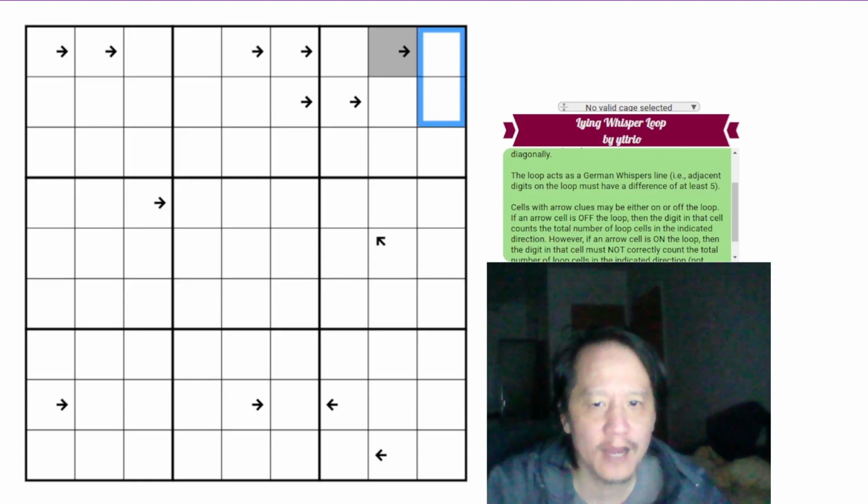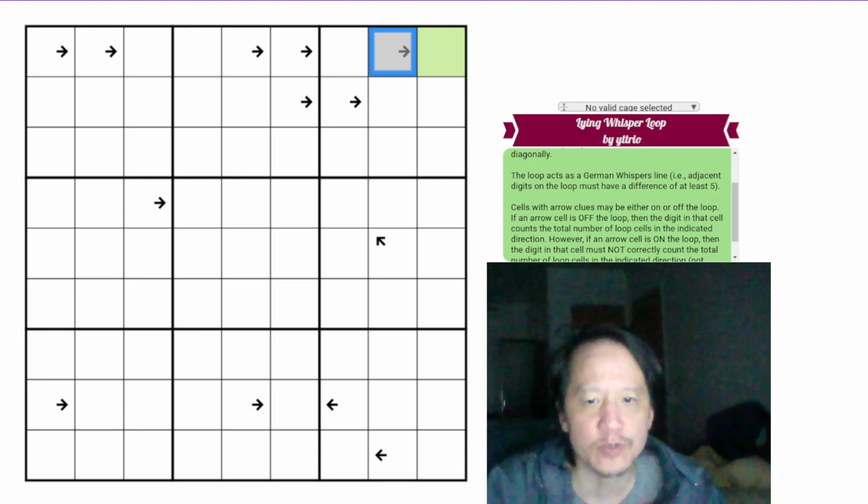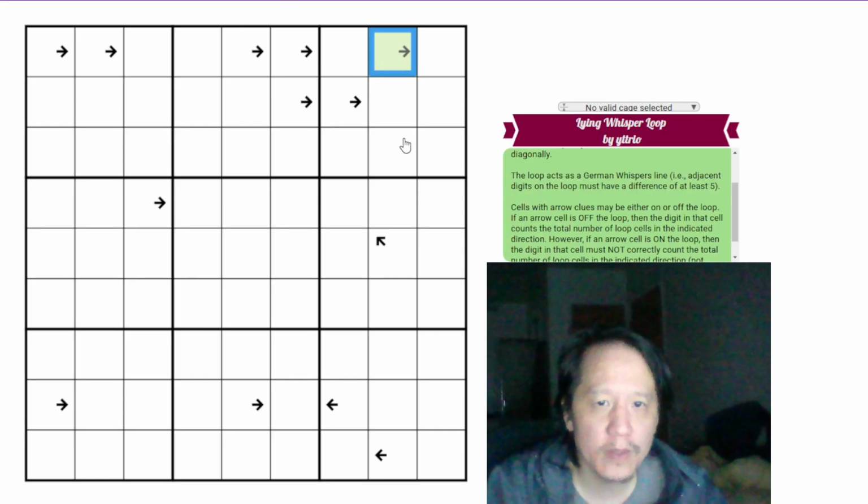So this would have to be 1 pointing to a loop digit. But the problem is that the loop would have to continue on into it. So basically it has to be on the loop. So this has to be on the loop. It cannot go this way, so it has to enter that way. So that's valid.